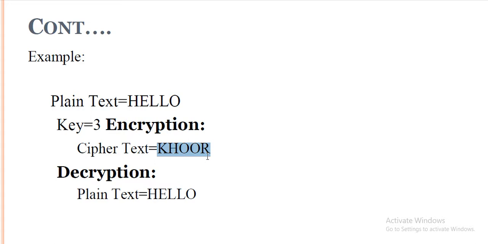So during the process, the message is in a ciphertext, KHOOR, so no one gets the idea. And then we apply a decryption method at the receiver side to convert KHOOR to the original message HELLO, right? So that is a ciphertext.